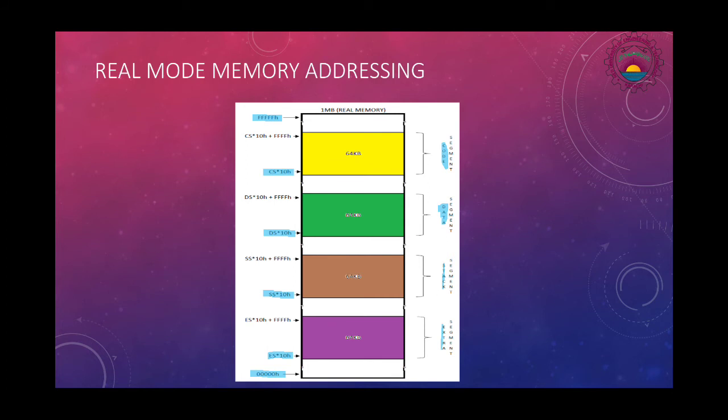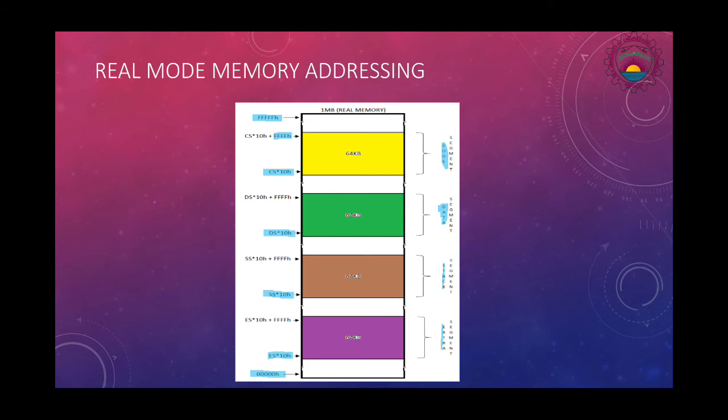And the offset addresses for any of the segments may be of 16 bits. So the maximum offset possible is 16 ones. In hexadecimal that will be 4 Fs, FFFFH. So we have added FFFFH with CS into 10H for getting the final address of the code segment within memory.